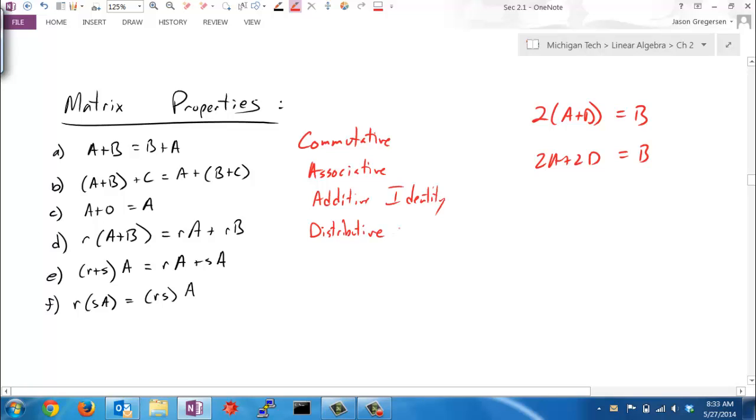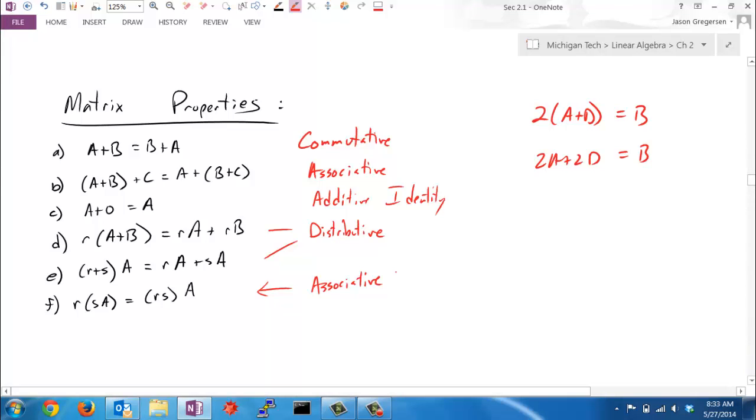Distributive property. Then we have another kind of distributive property. So really both of these are distributive properties. It says scalar multiplication distributes over matrix addition. And then you say scalar addition distributes over multiplication, I guess. But they're both forms of the distributive property. What about the last one? The last one is just an associative property again, but for scalar multiplication.